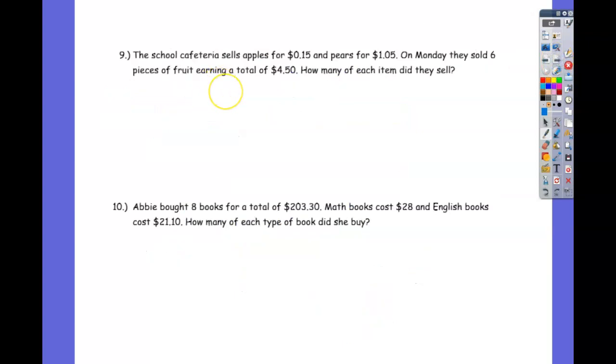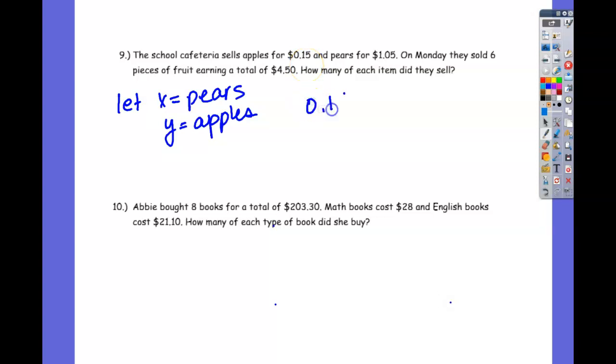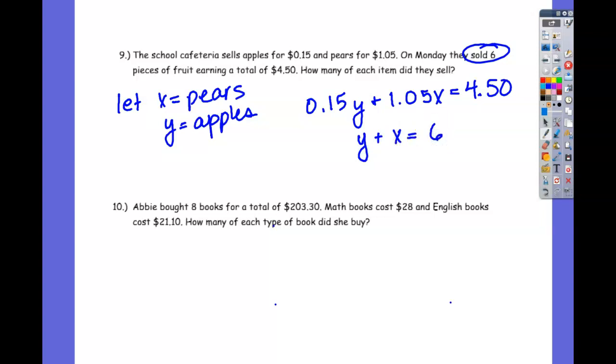The school cafeteria sells apples and pears. On Monday, they sold 6 pieces of fruit. So how many of each item did they sell? So let's let X be pears, and Y can be the apples, or you could switch it around. Apples are 15 cents. So in my example, 15 times Y plus $1.05 X would be equal to 4.50. There's your money equation. And they sold 6 pieces of fruit. So the easy equation would be your X plus Y, or Y plus X is equal to 6. Again, you can go ahead and solve that.